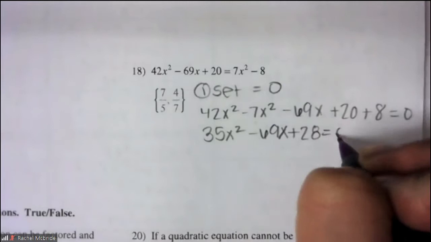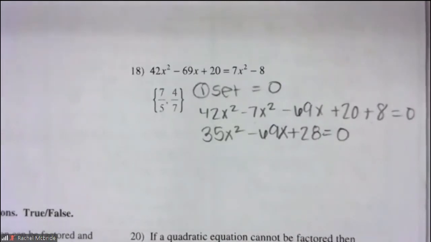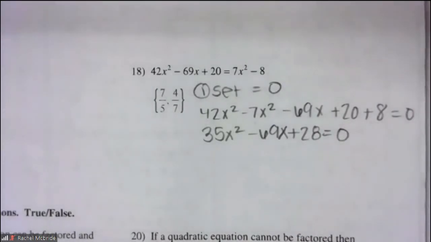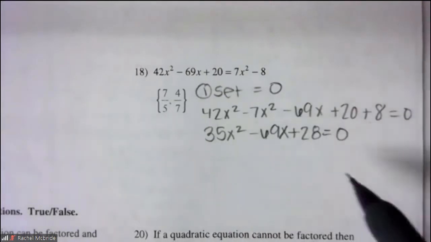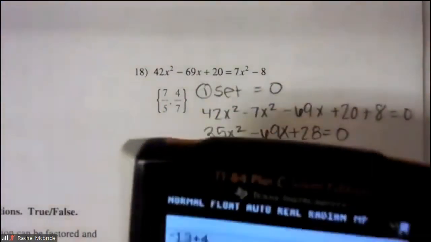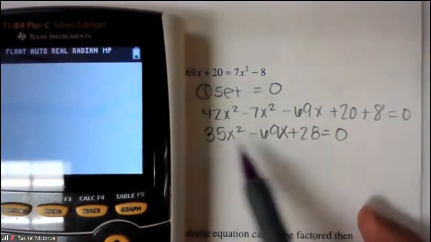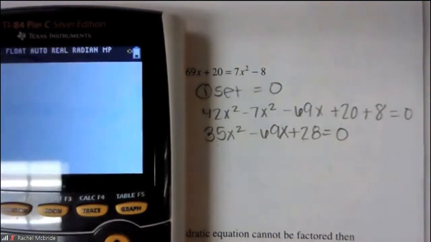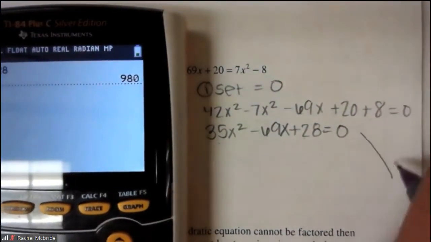This equals 0. At this point, I would look through and ask, do they divide by anything? No, they don't divide by 3, they don't divide by 5, and they don't divide by 7. So I can't do much in terms of simplifying. What you're going to do at that point is multiply 35 and 28, so you get 980.